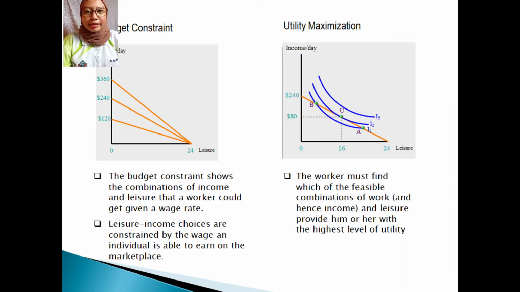For utility maximization, the worker must find which of the feasible combinations of work, and hence income, and leisure provide them with the highest level of utility. For example, at A, the MRS is less than the wage rate, so the individual will value leisure less than the wage rate, and so on.